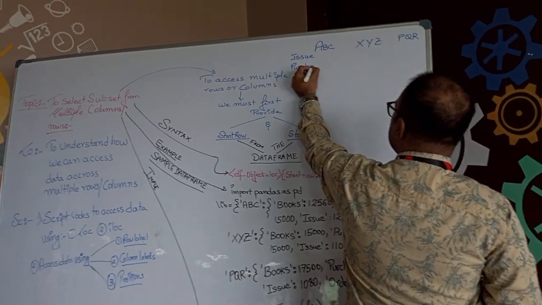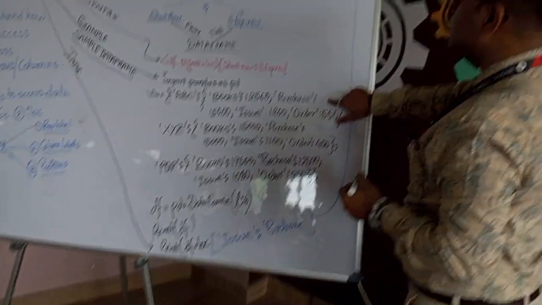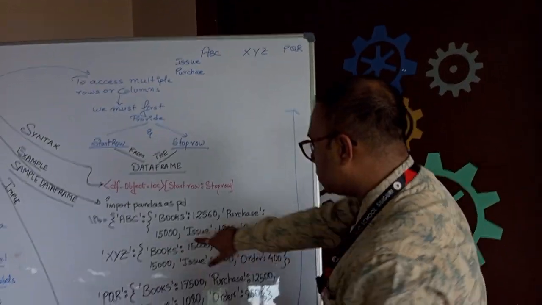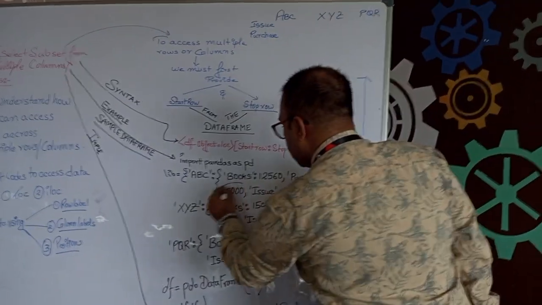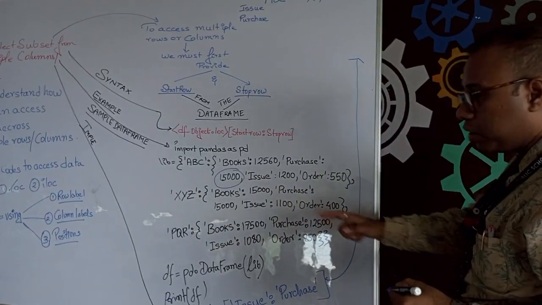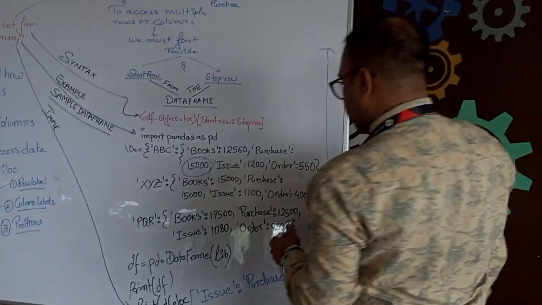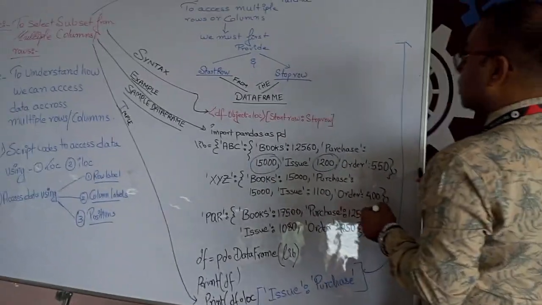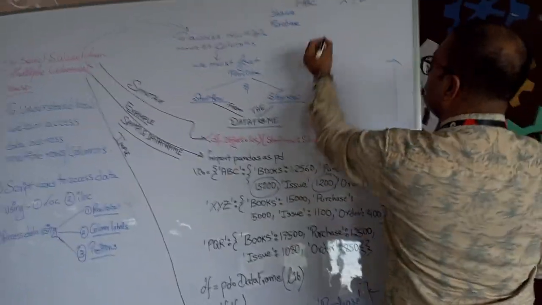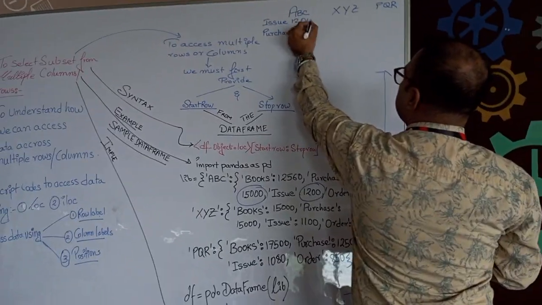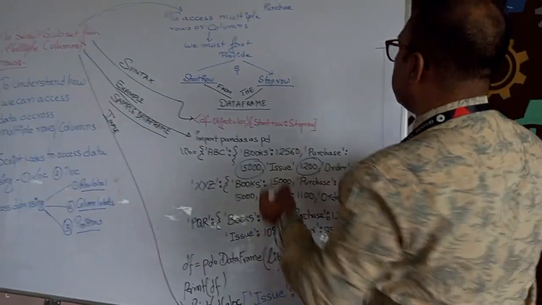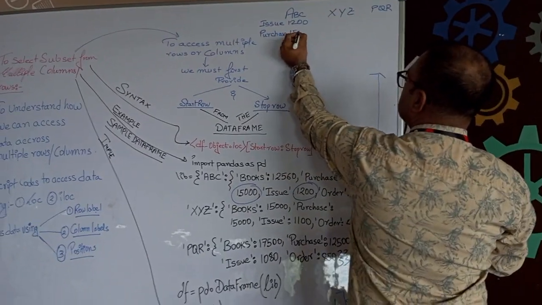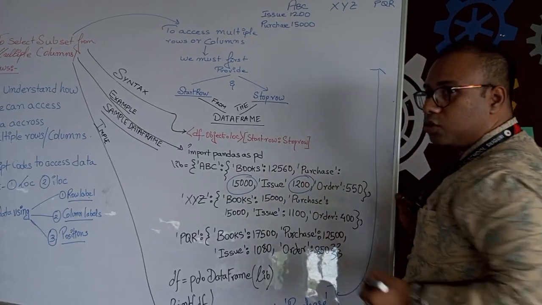Then all the data of issue and purchase of ABC will come here. So what is the purchase value of ABC? Purchase value is 15,000. So in the exam, suppose the output is coming here, you need to circle like this. What is the issue value here? 1200. Now mention the data over there. So issue is how much? 1200. So 1200 goes here. Purchase is how much? 15,000. 15,000 goes here. Got it? Understood how you have to do it?